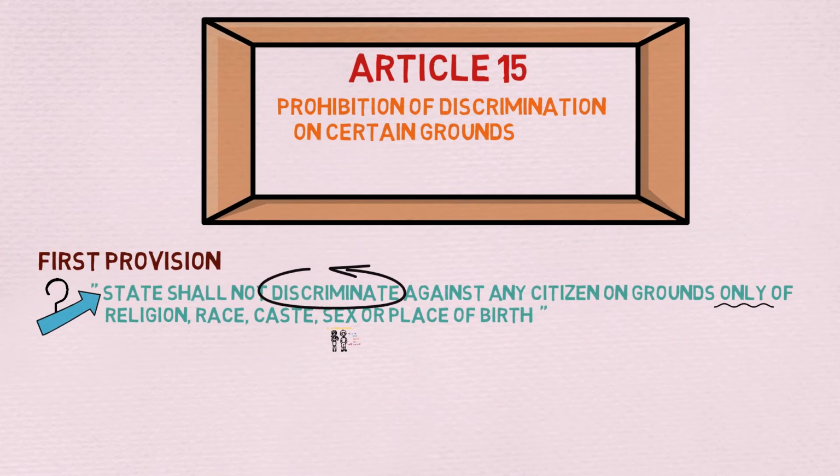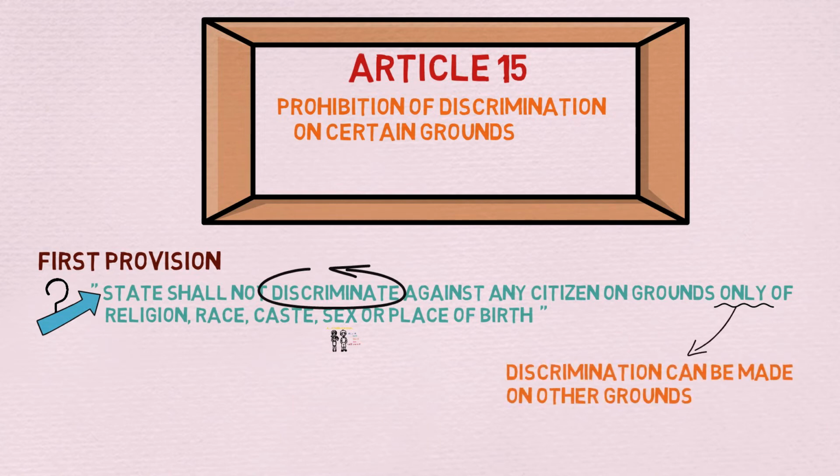Now notice the word only. It means that discrimination can be done by the state on grounds other than the ones mentioned. So if you score well in prelims and get qualified for mains, but your friend scores less and doesn't qualify for mains, then this discrimination is allowed as it is based on the grounds of merit.